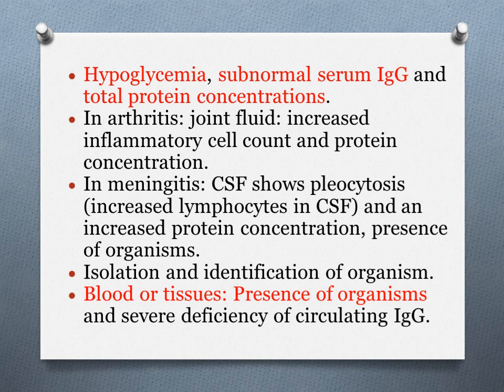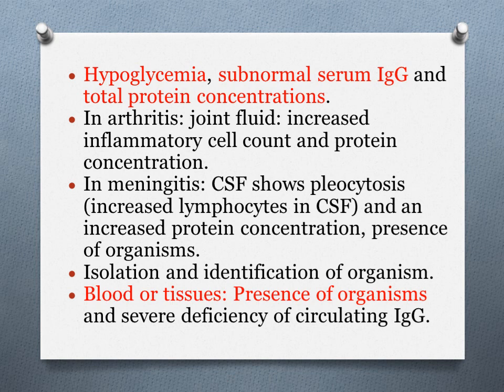There is hypoglycemia and related symptoms. For treatment, this hypoglycemia is important. We have to give glucose. Subnormal serum immunoglobulin we can correct by giving sufficient colostrum, and total protein concentration by providing sufficient nutrition protein.